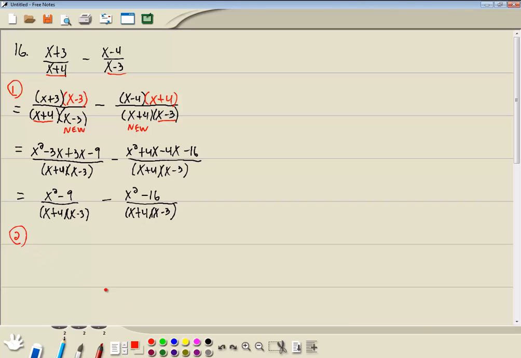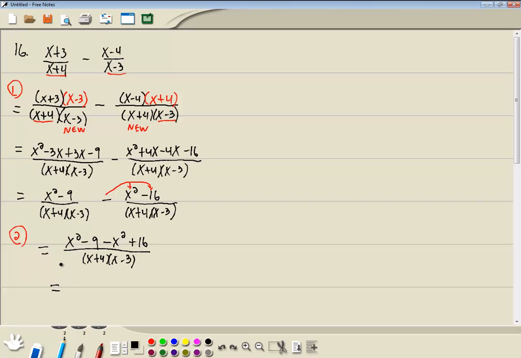Step 2, since they have the same denominator now, we're going to merge these into a single fraction, so we're going to add or subtract top parts. Remember, if there's a minus out in front of your fraction, this is going to flip the sign of everything up on top. So this will flip the sign of the x squared and of the negative 16. So we get x squared minus 9 minus x squared plus 16 over our denominator.